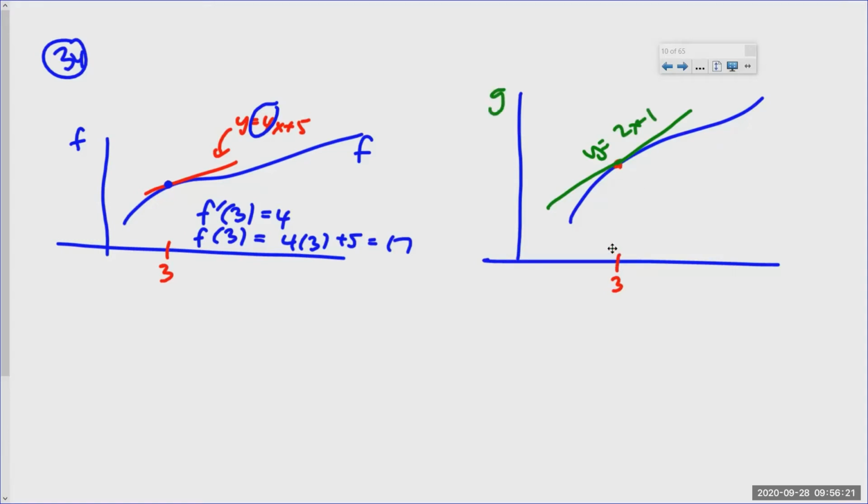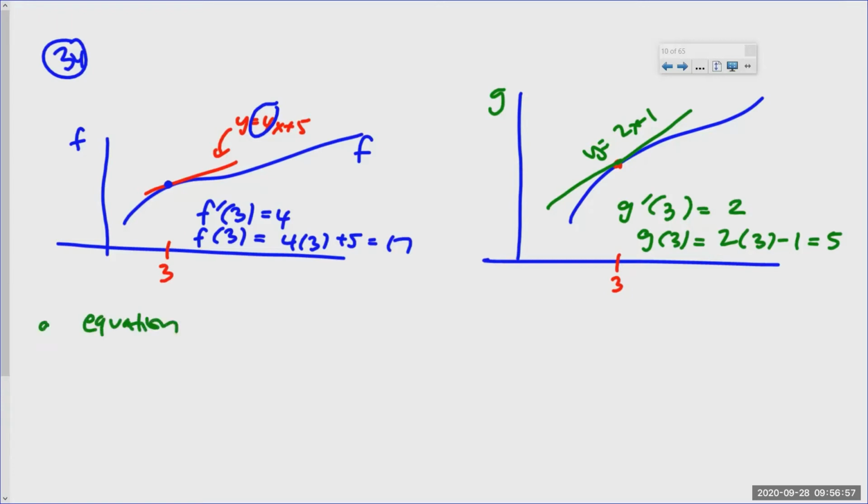Question for you. What would be g prime at 3? What is the slope of the tangent line? What would be g of 3? That would just be plugging in. Once again, I don't know g, but for sure this dot here would be satisfied by this tangent line at 3. So this would be 2 times 3 minus 1, which is 5.